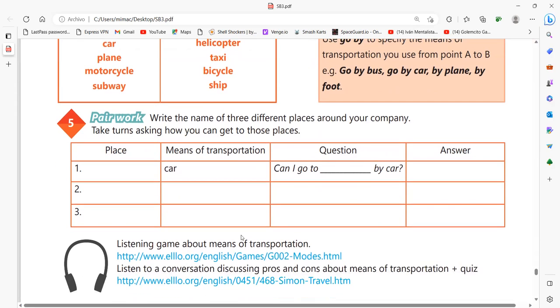Yes. Okay. So here, yes, sir. What does means mean? Means, medios. Medios de transporte. Ah, okay, thank you.